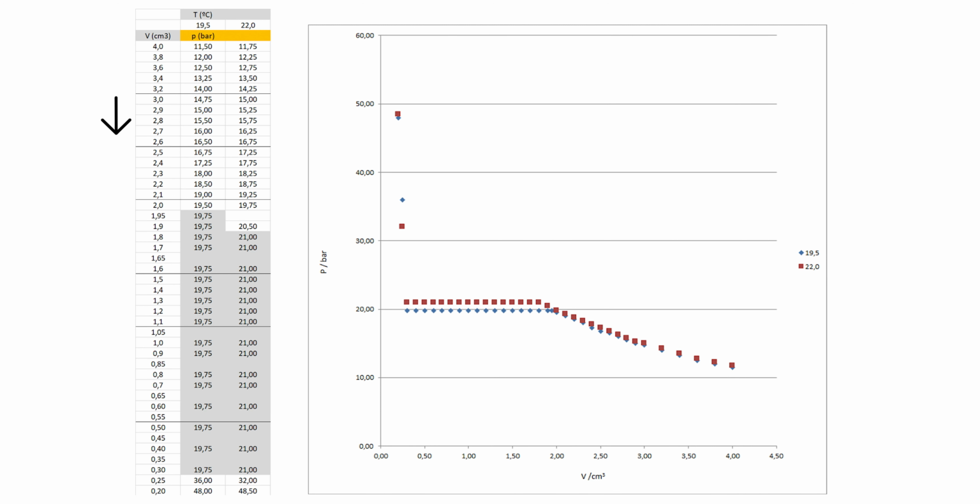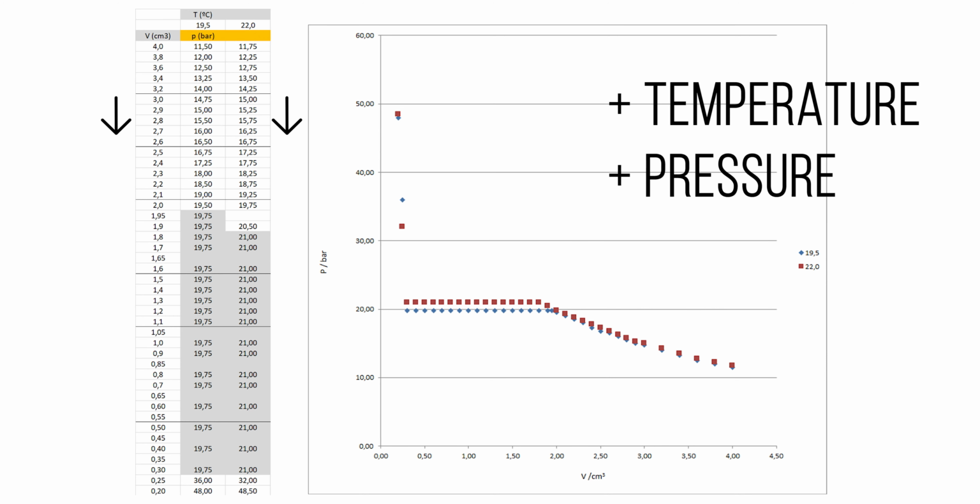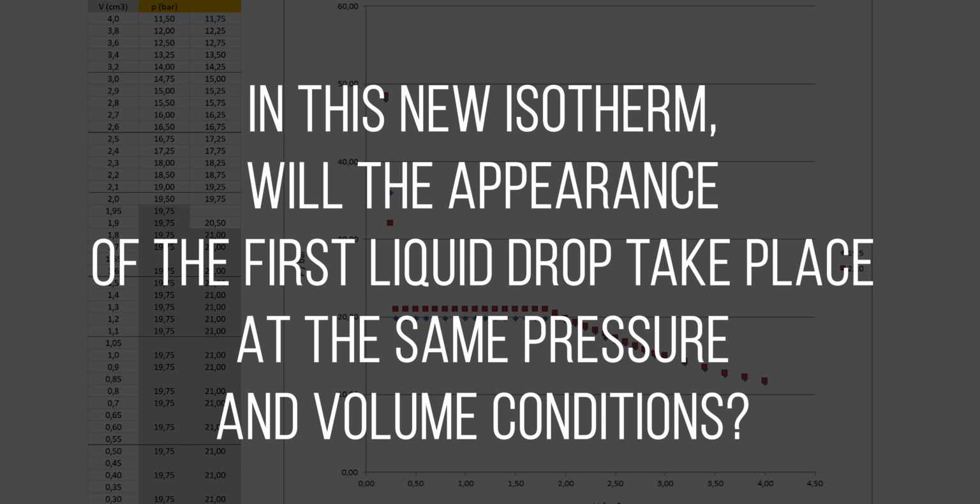When reducing gradually the volume, that is, increasing the density, pressure increases slightly, reproducing the aforementioned behavior, typical of the gas phase. At higher temperature, the phenomenon takes place at higher pressure. In this new isotherm, will the appearance of the first liquid drop take place at the same pressure and volume conditions?